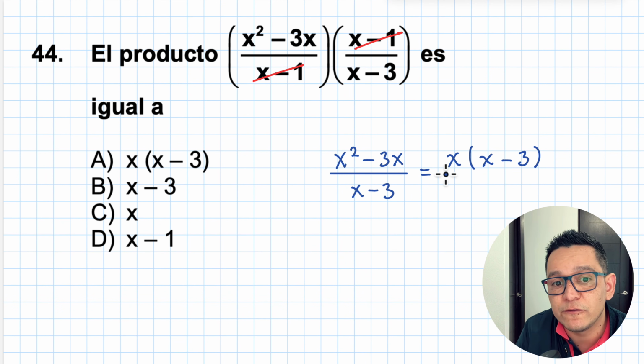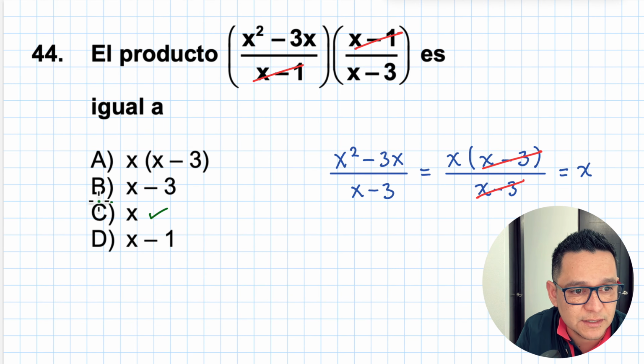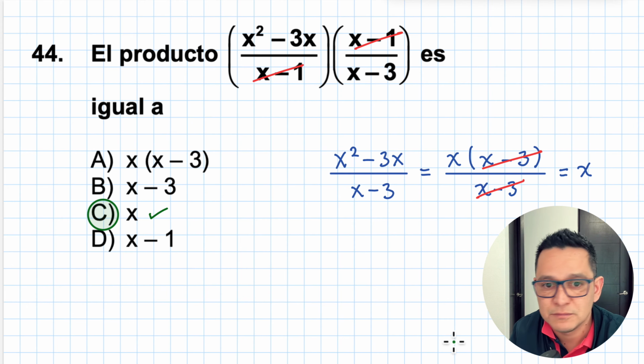So, here I'm already factoring. Now why am I factoring? Well, to see if I can cancel something again. In this case, I want you to notice that this x minus 3 cancels with this x minus 3. And what am I left with? Just x. Therefore, the answer will be option C, right? And then we circle option C. Done. We're finished. Let's go.